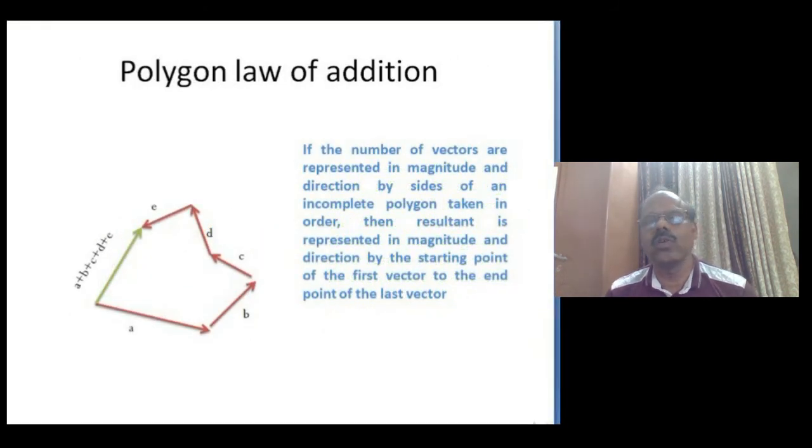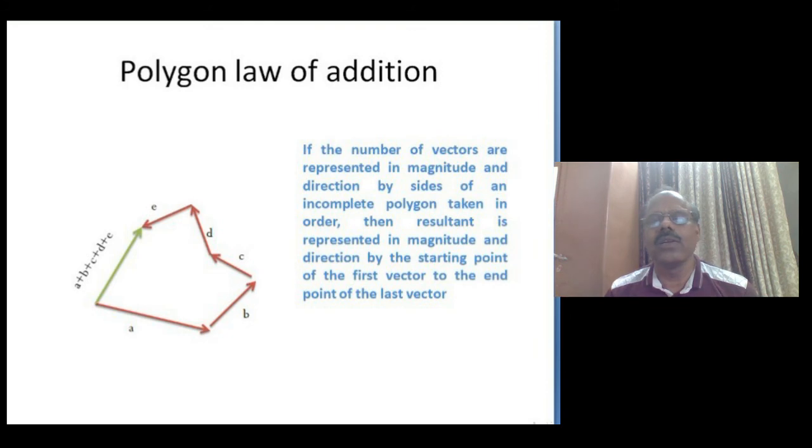And the polygon law of addition. Polygon law of addition means if more than two vectors are there, then the polygon law of addition can be used to find the resultant of the vectors. Here the best way is to draw on a plain paper by taking a convenient scale. If A, B, C, D, E, five vectors are given there, then draw the first vector with the same magnitude and direction; you can reduce or increase the scale according to your convenience on a paper.